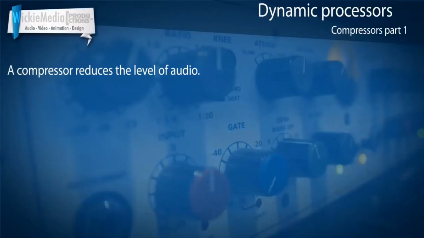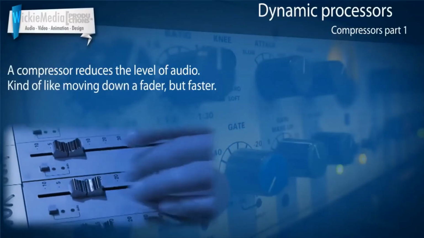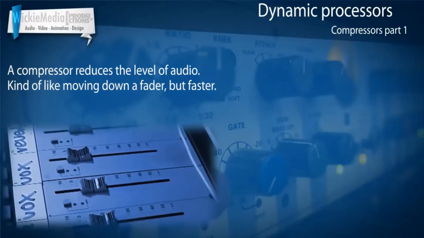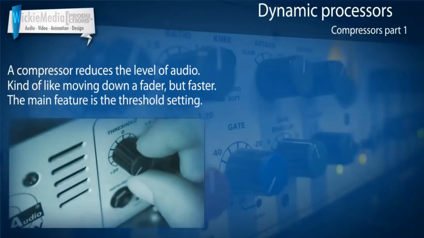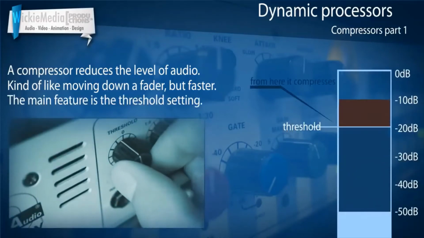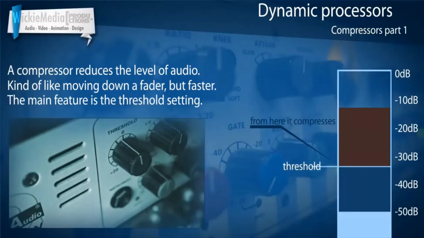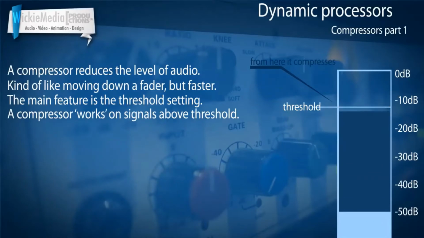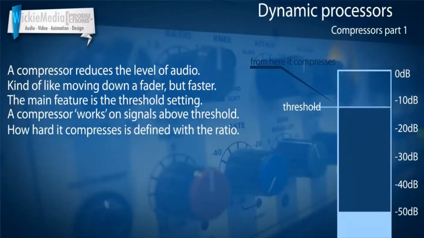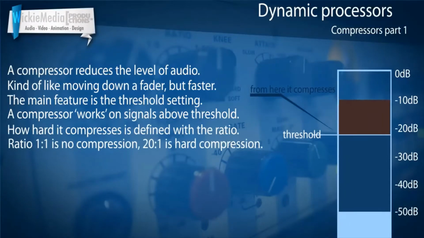A compressor reduces the amount of level on an audio track, just like you would do with the fader on a mixing console. But the compressor does this a lot faster than you would be able to do this manually. The basic idea of a compressor is that you set a threshold. When the level of your audio signal reaches that threshold and gets over it, the compressor actually starts working and starts compressing. The amount of compression that takes place is what you set with the ratio, and that ratio determines the amount of compression above the threshold. I think you can clearly see that with this animation right here.